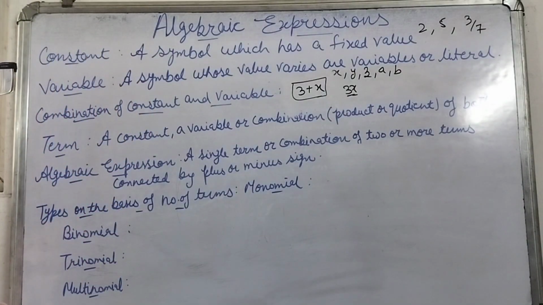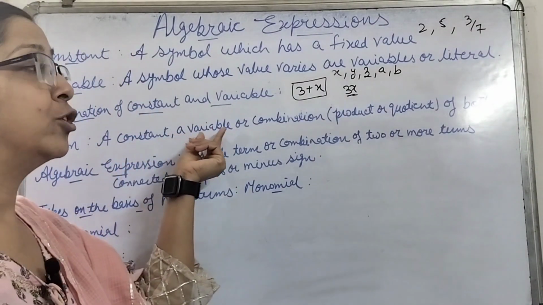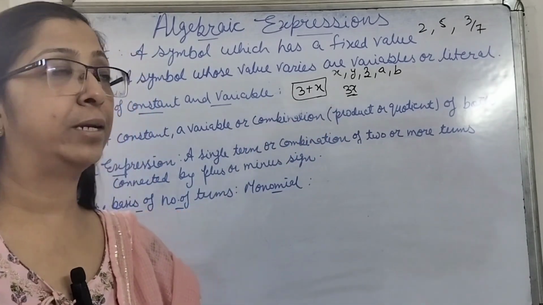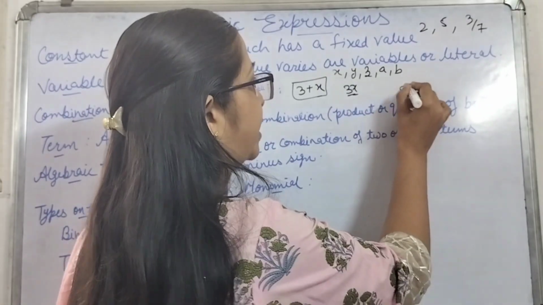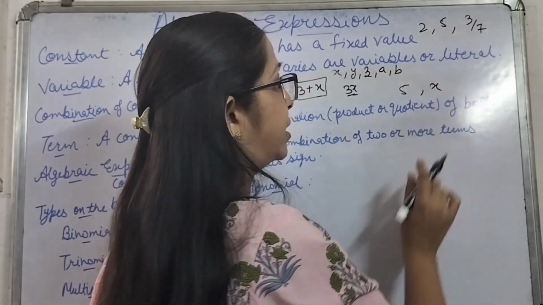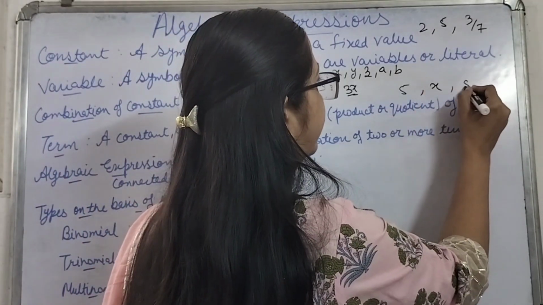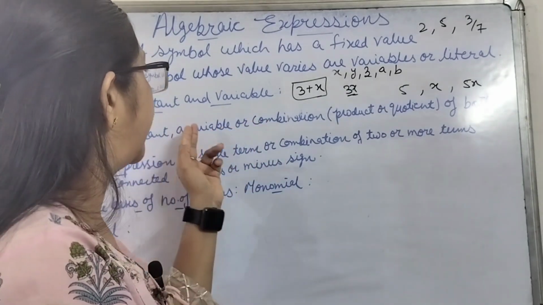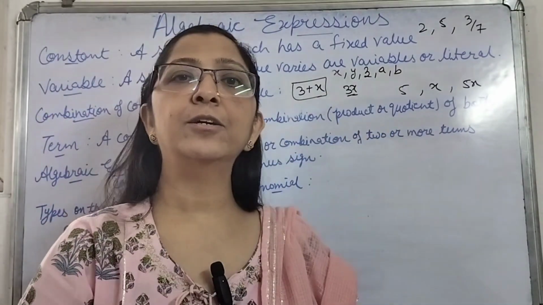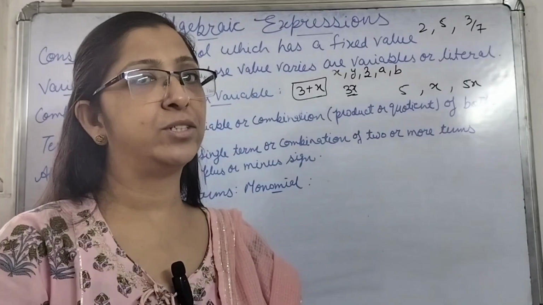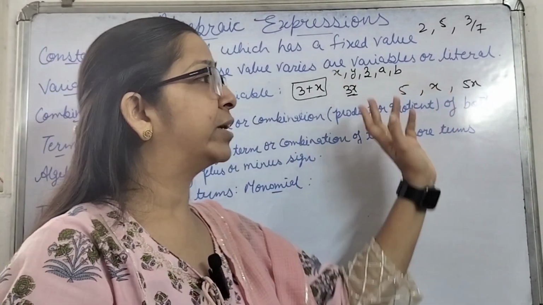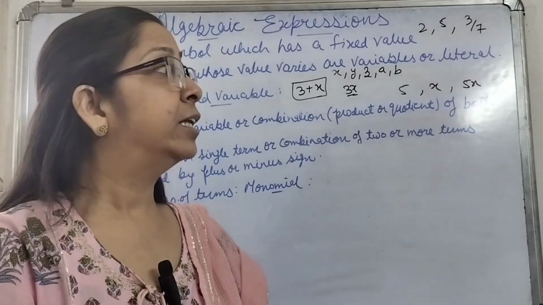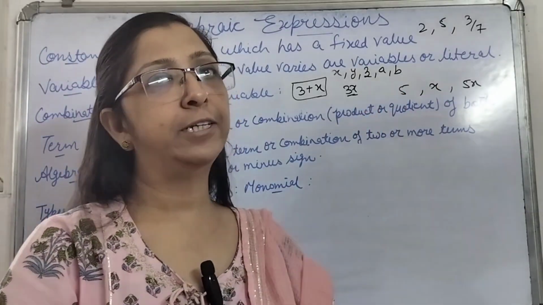Then what is a term? A term could be a constant, a term could be a variable, and a term could be the combination of a constant and variable. Like if I say 5 is a term, x is even a term, and if I combine them, 5x, it is even a term. The combination of your constant and variable should be either by multiplication sign or the division sign. That means if constants and variables are combined, either they should be multiplied or they should be divided, then whatsoever we get will be a term.